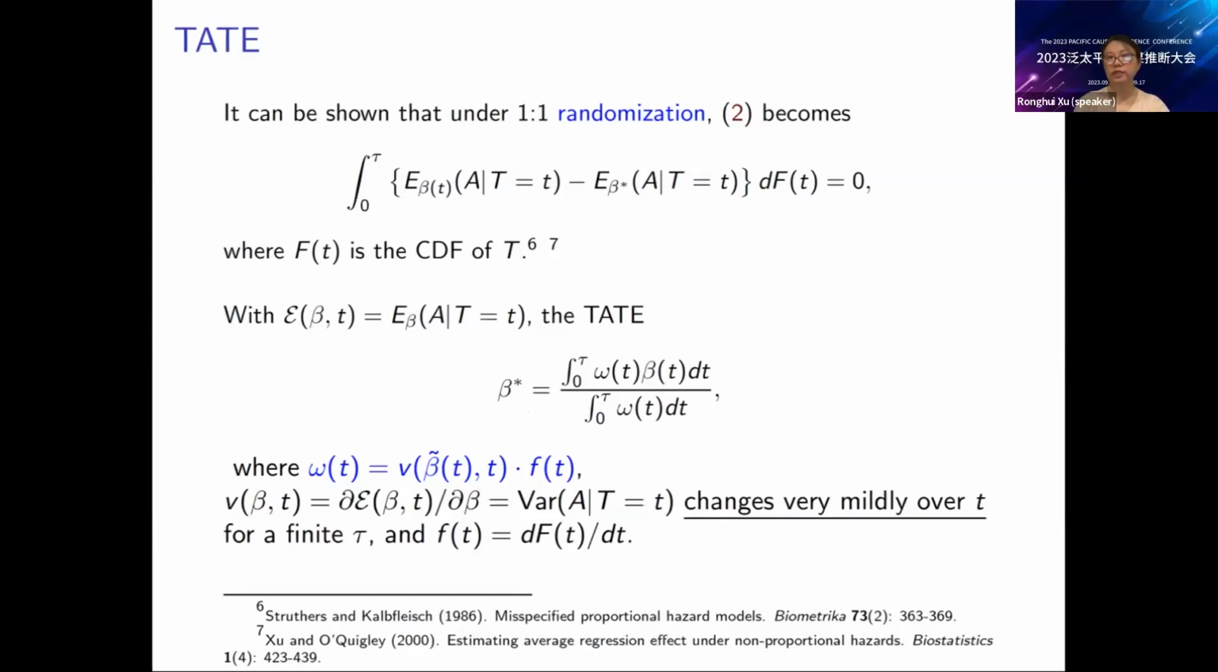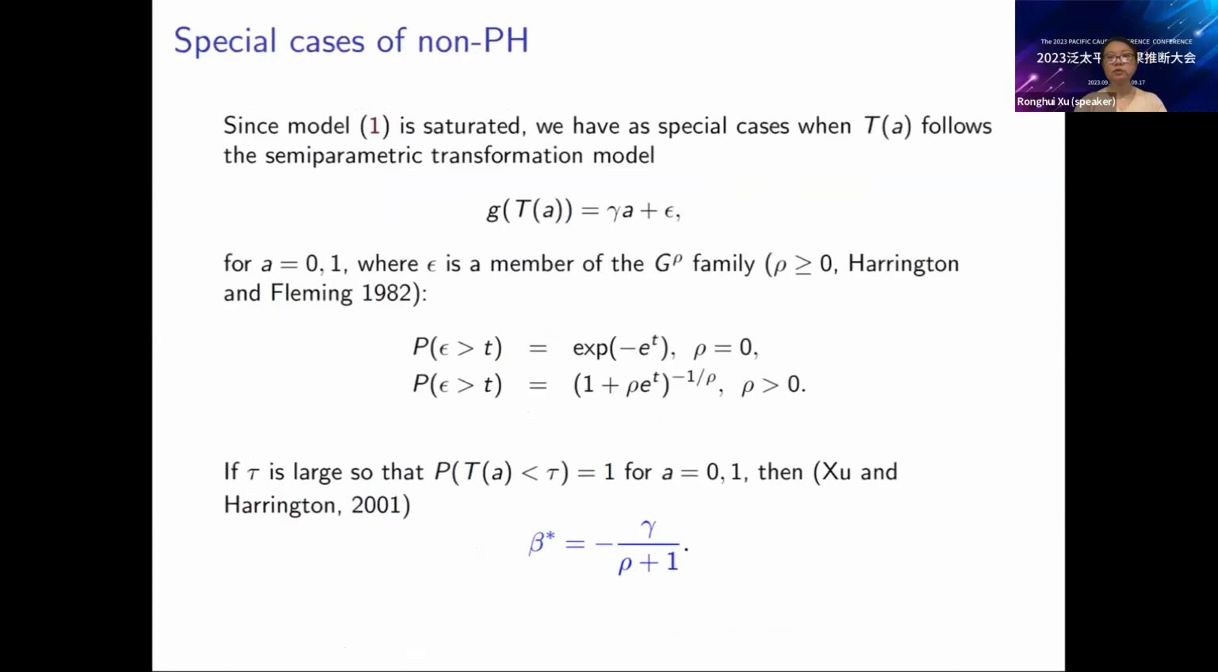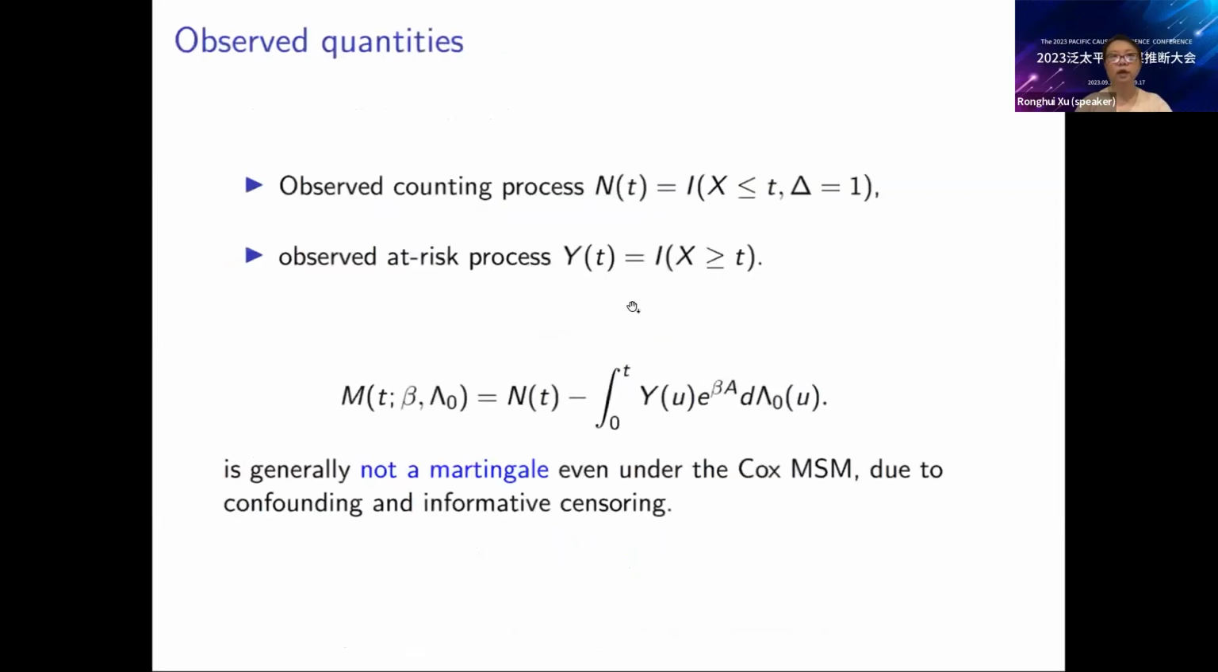Average that's over time. Okay, I'm going to skip ahead to say there are special cases where we understand very well what this beta star is, such as under the Gehan family of transformation models. I'm going to talk about how to actually estimate it using the observed data.